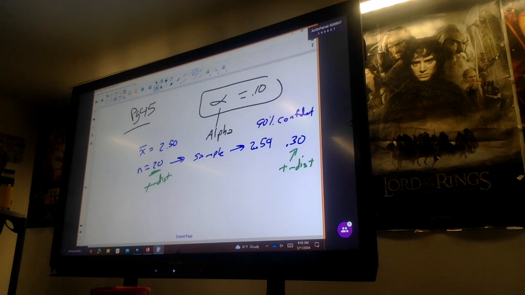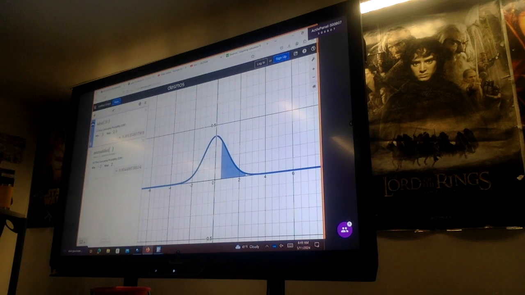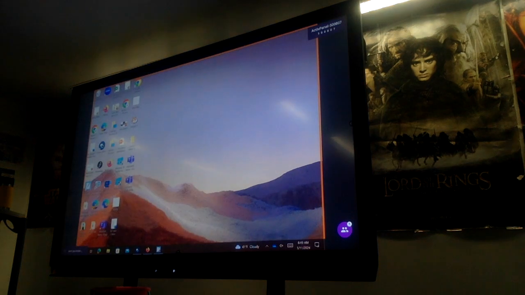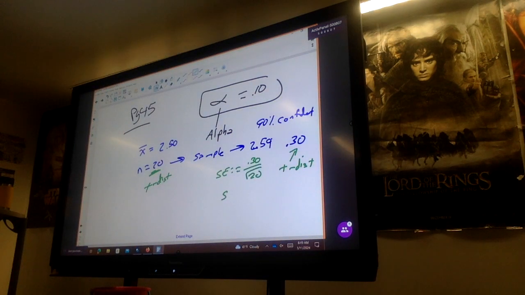Okay? I can find my standard error, which is going to be 0.3 divided by root 20. We can find that over here. Alright, so 0.3 divided by root 20. So our standard error is going to come out to, let's go with 0.07, rounded because we're dealing with money.